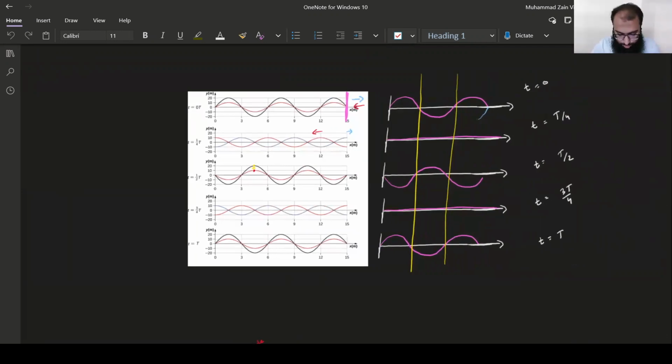Stationary waves are basically waves which are superimposed in such a way that, we know that when waves interfere with each other, their amplitudes add up, or the resultant amplitude of the wave is the algebraic sum of their individual amplitudes. So that's something which we know.